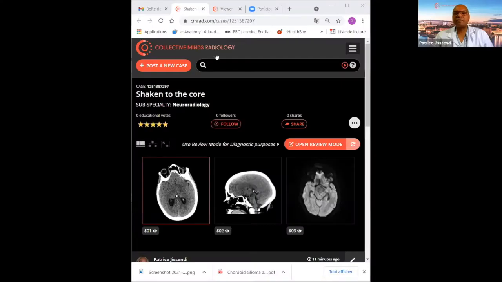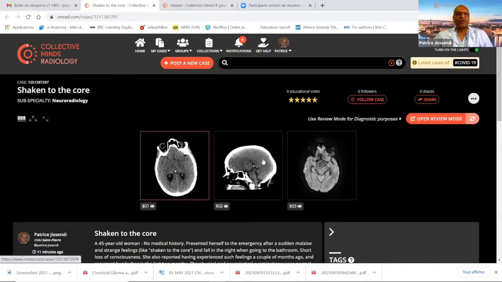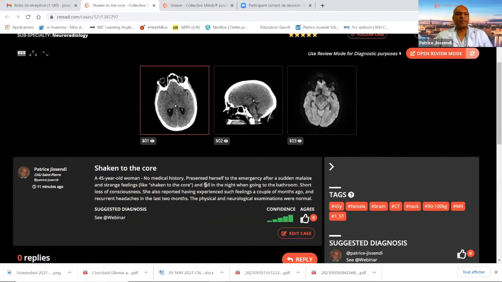Let me share my screen. Okay, as you can see on the screen now, this is the clinical story of the patient. Shaken to the core, a 45-year-old woman with no medical history. She presented herself to the emergency after a sudden malaise and strange feelings like being shaken to the core, and a fall in the night when going to the bathroom. She had a short loss of consciousness.